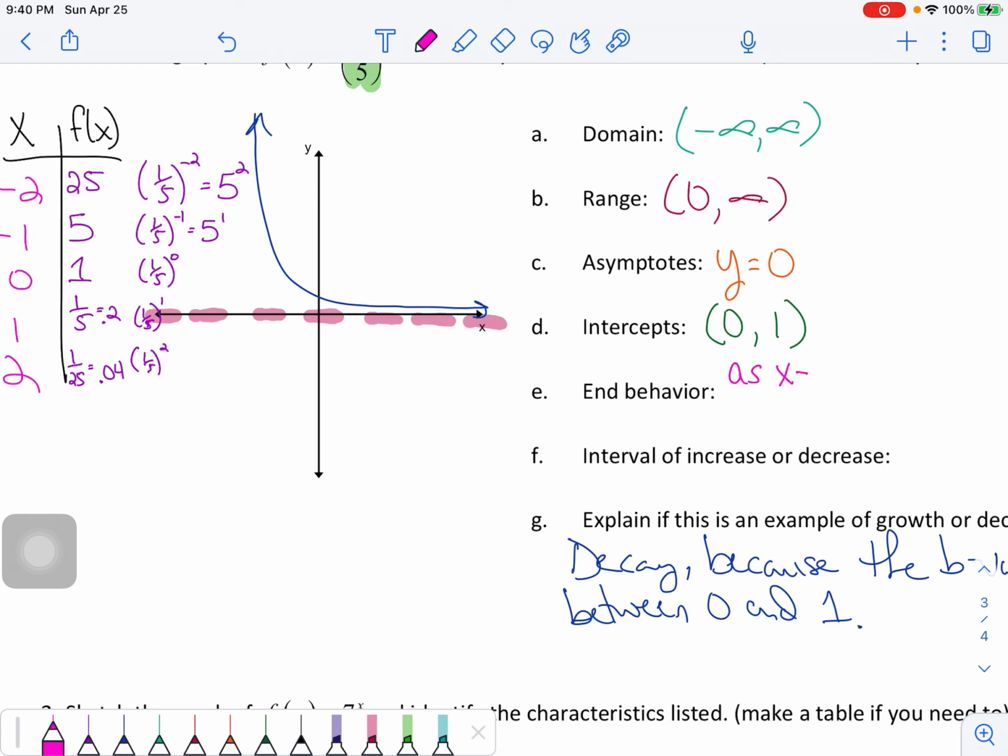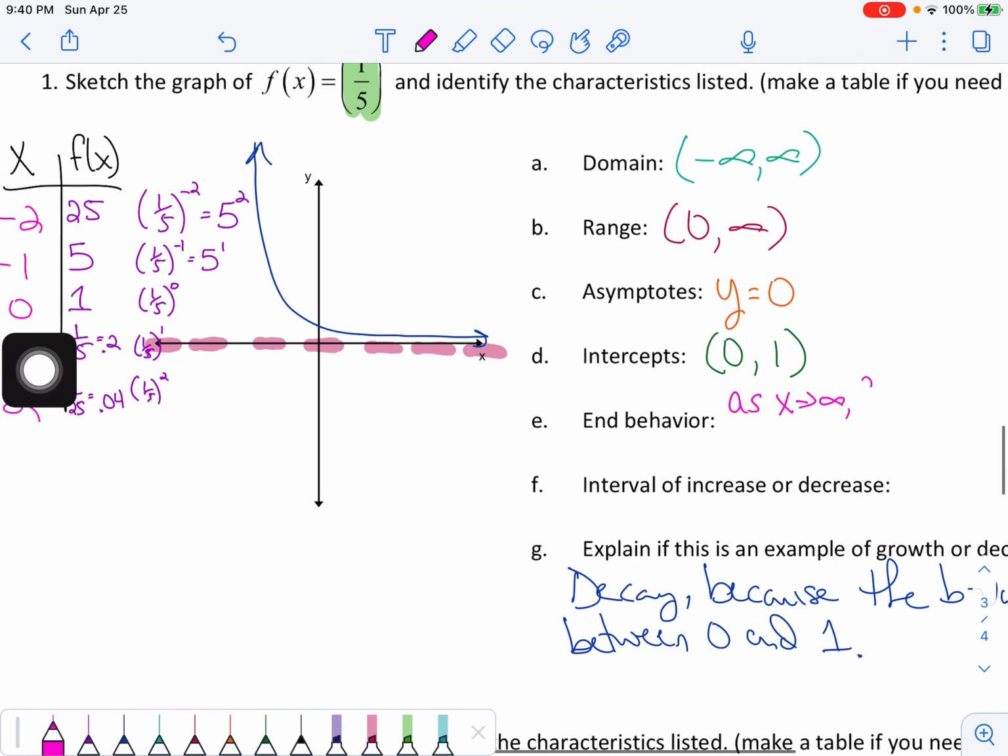So as x approaches infinity, so as x is moving to the right, what's happening to my blue curve? Well, what's the function name? f of x. All right, so f of x is approaching 0.